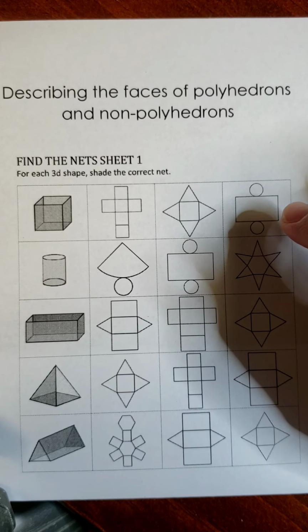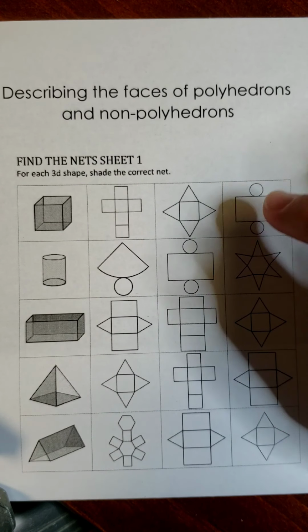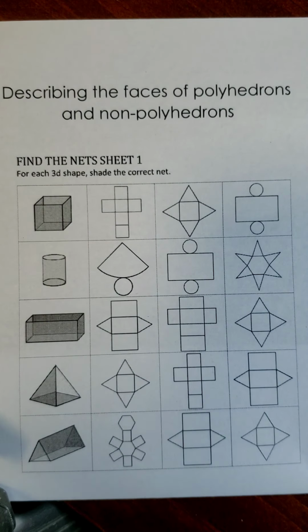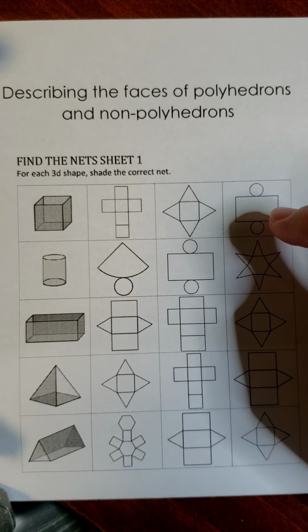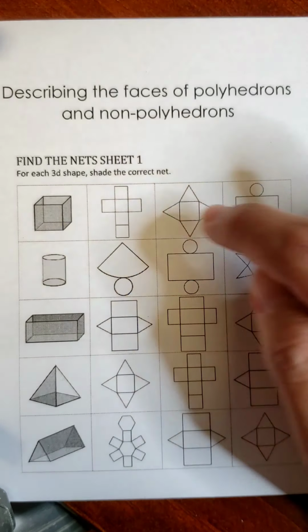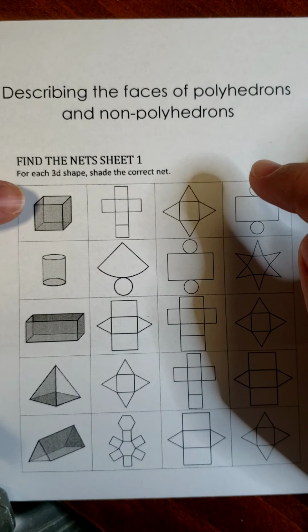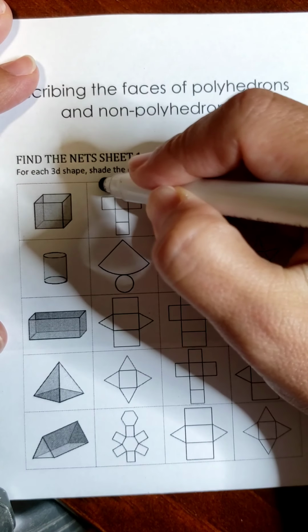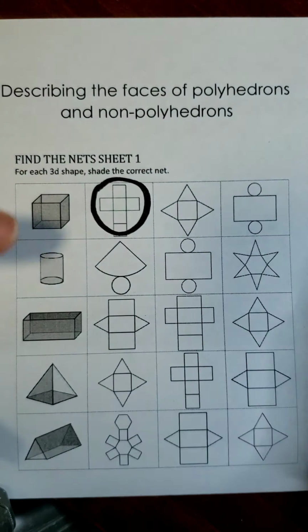How about this one? I got 2 circular bases, and then I have this rectangle here in the middle. You need to picture that that rectangle is being rolled up, kind of like a paper towel roll. If I roll it up, this would be a cylinder. Good. So the net that matches this three-dimensional figure would be this net right over here. And I'm going to go ahead and circle it. Now, how about this one?